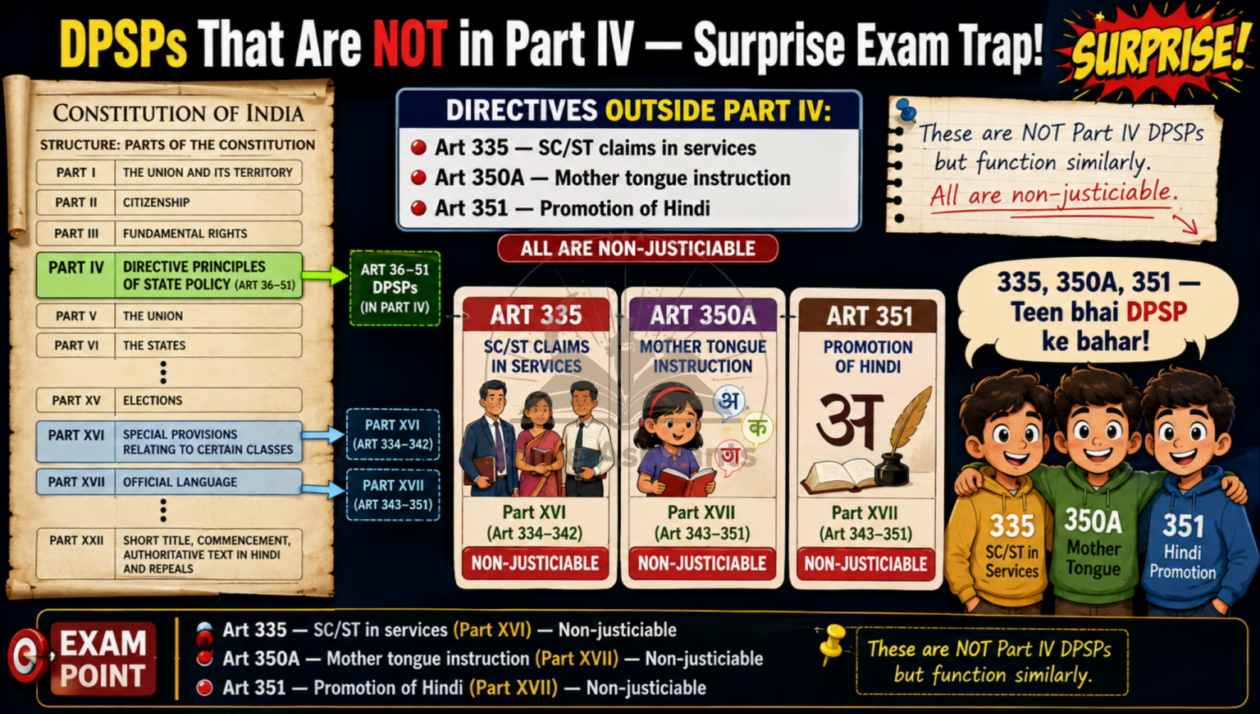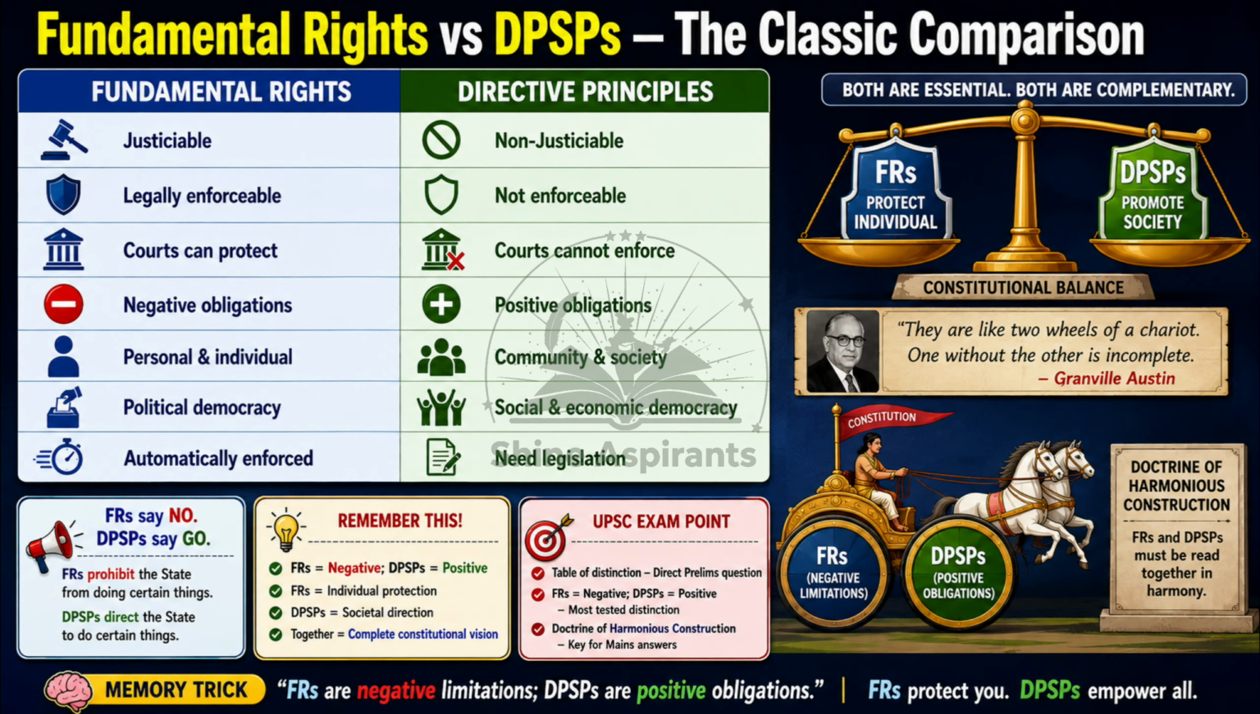FRs versus DPSPs, the difference. This is the table that has been asked in UPSC Prelims multiple times, directly and indirectly. Let me make it crystal clear. Fundamental rights are justiciable, meaning they are legally enforceable. If your FR is violated, you can directly go to the Supreme Court under Article 32 or the High Court under Article 226. The courts must protect them.